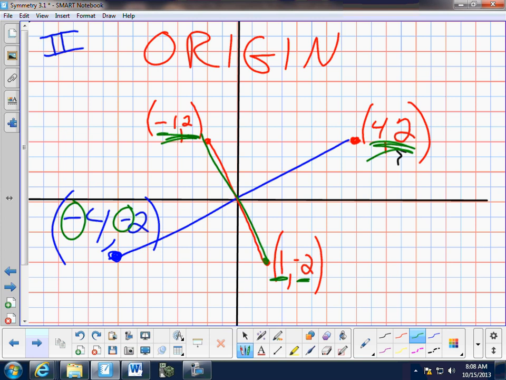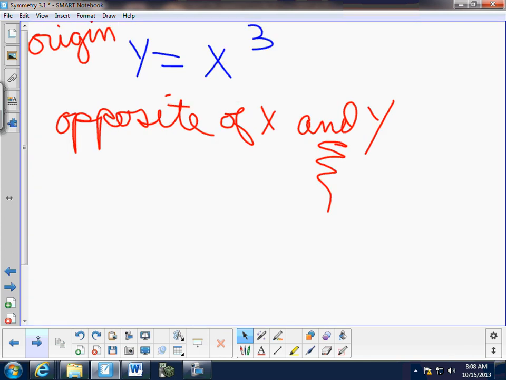Remember with the y-axis, it was just the x value that went negative. Now both of them have to go negative. You have to take the opposite of both x and y when you check for the origin, the opposite of both the x value and the y value.